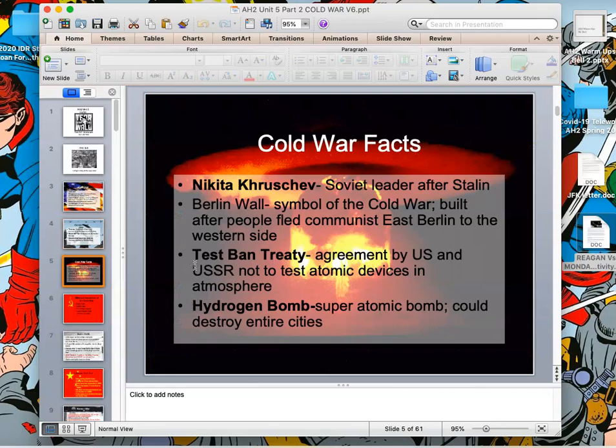Here are some Cold War facts. This is just an overview. Stalin is not going to be premier communist dictator long. He actually dies at the start of the Cold War from a stroke, and Nikita Khrushchev takes over. The Berlin Wall goes up.